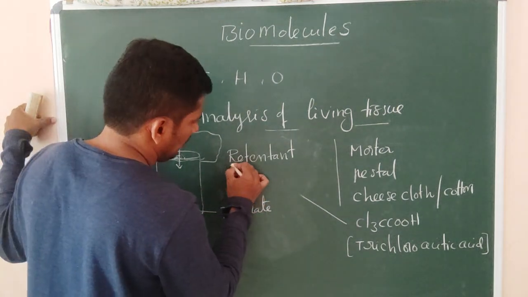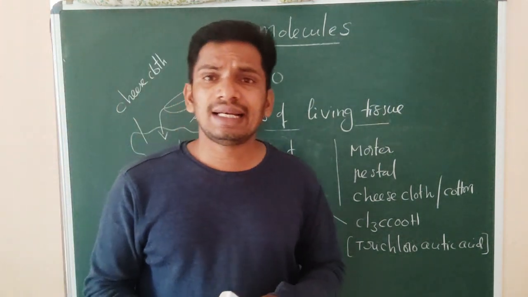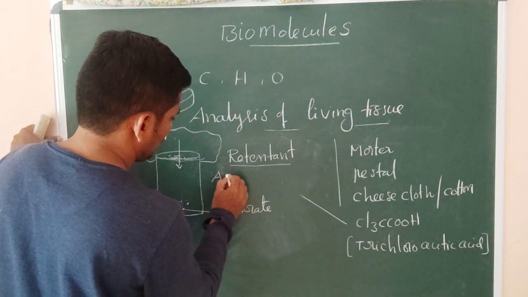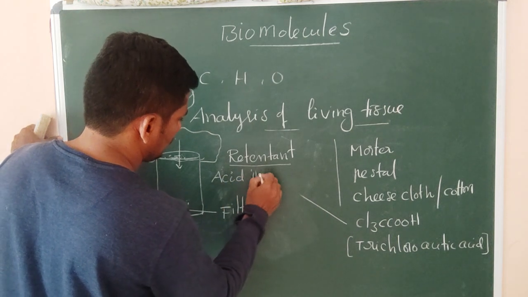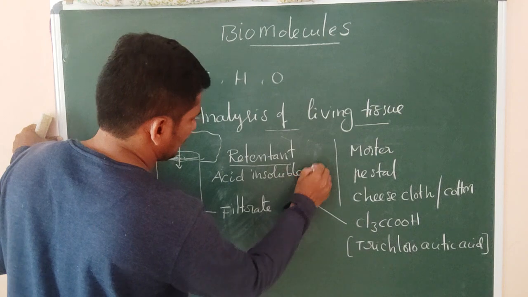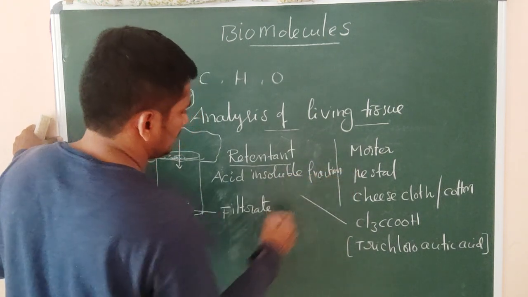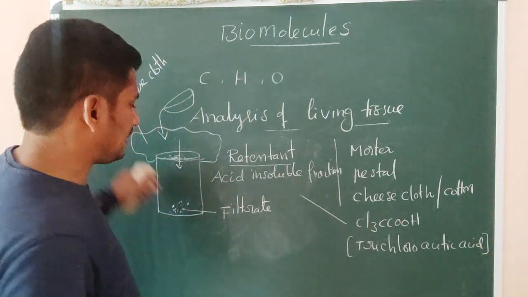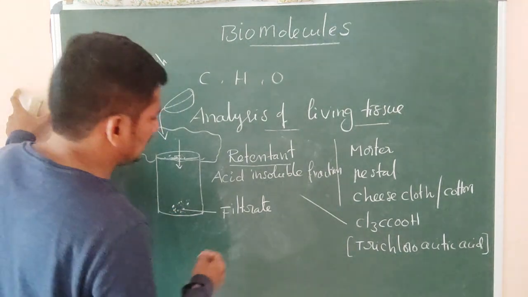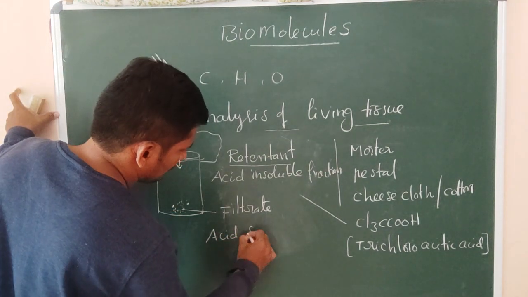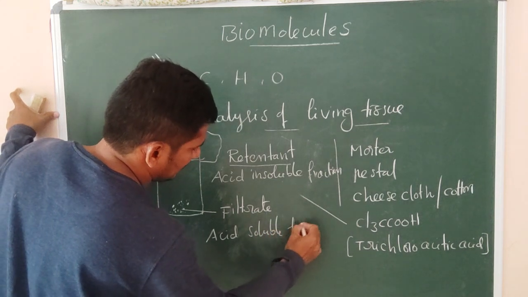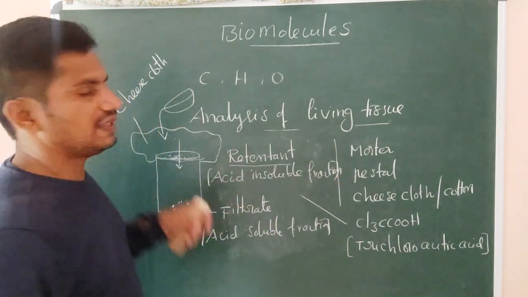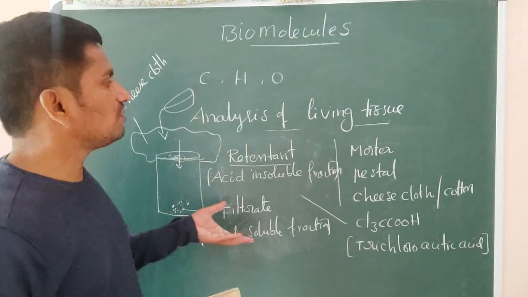Now the retentate is also called the acid insoluble fraction. So there are two fractions: the acid insoluble fraction, which is the retentate, and the filtrate which we got in this beaker, which is known as the acid soluble fraction. These two we obtain after filtration when analyzing like this.